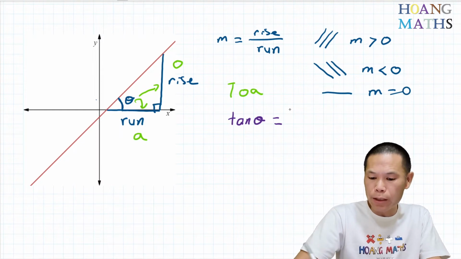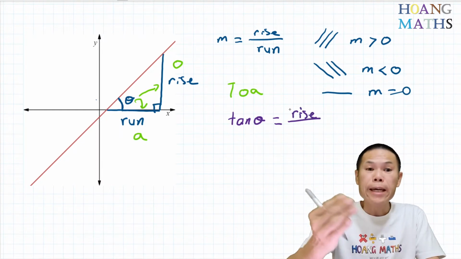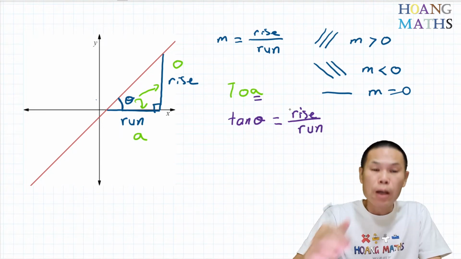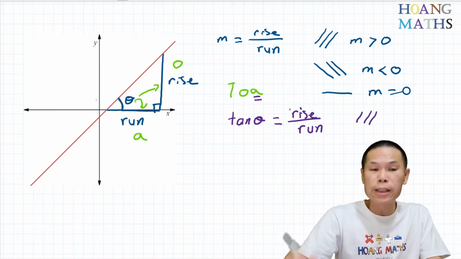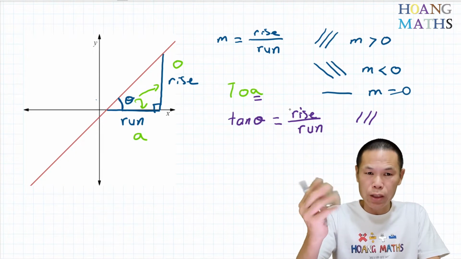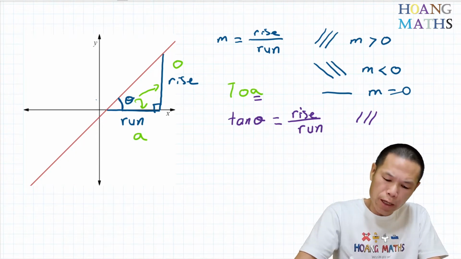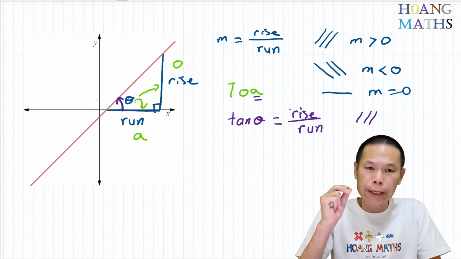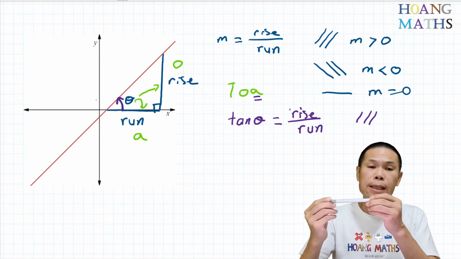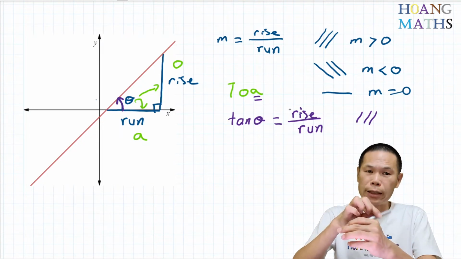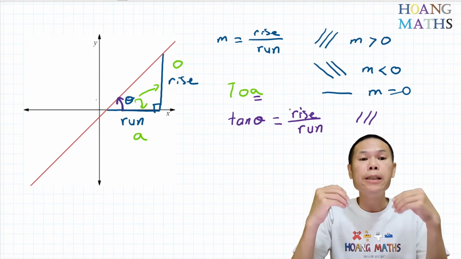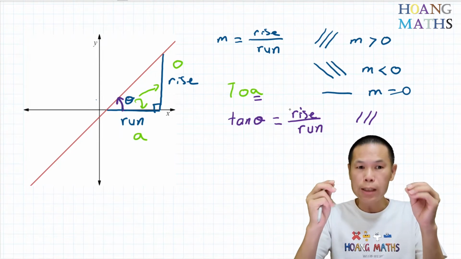Opposite is the rise, and the adjacent, which is A, is the run. So rise over run. Because the line goes this way, we have a positive gradient. In other words, the angle theta is acute. So the angle theta here is called the angle of inclination. The angle of inclination is measured from the positive x-axis and it goes anti-clockwise. Please keep that in mind for me. So in this case, the angle of inclination is an acute angle because the gradient is positive.